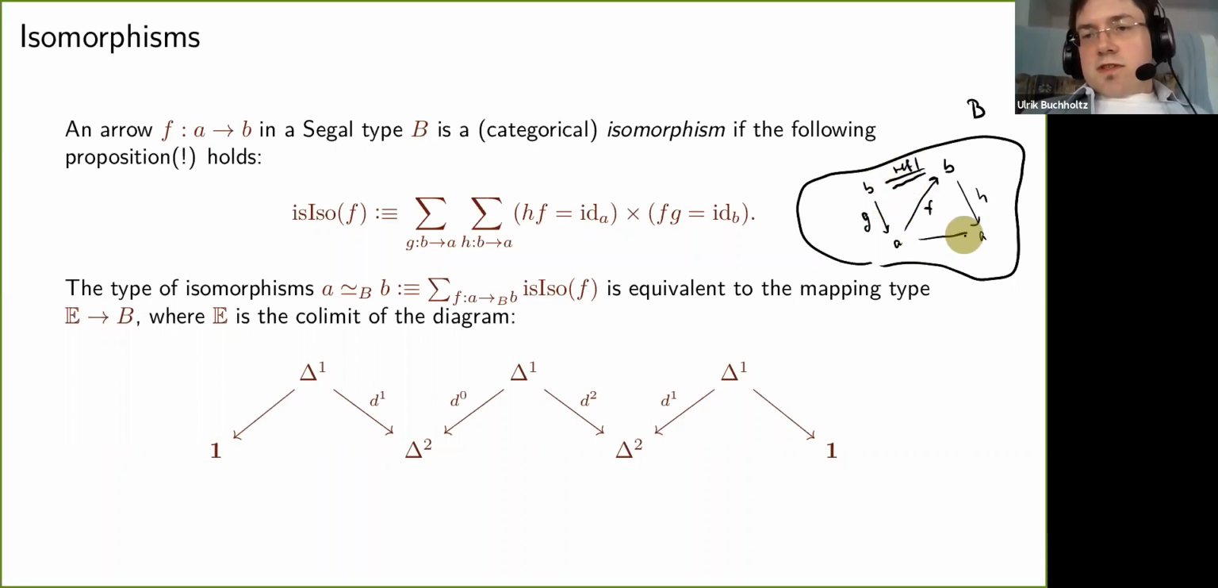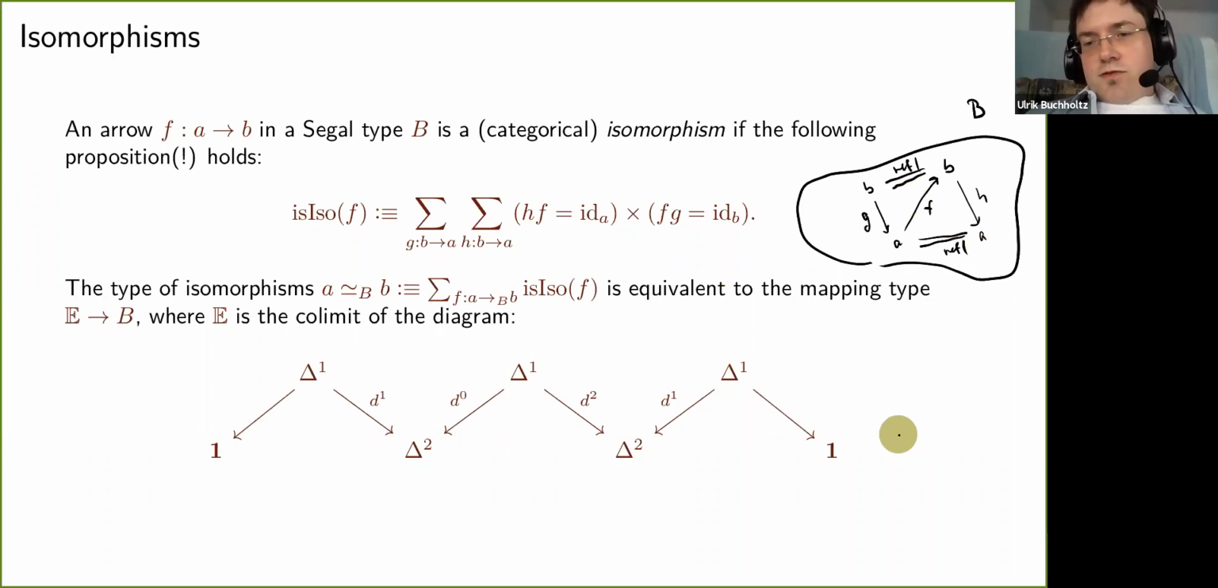And this should be reflexivity. And then you should be able to fill this. I'm implicitly using that it's a Segal type to make sense of these composites. So I guess maybe I need to move it the other way around, but it's okay. You can prove easily that this is equivalent to the mapping type out of a certain type E, which is the picture that is here.